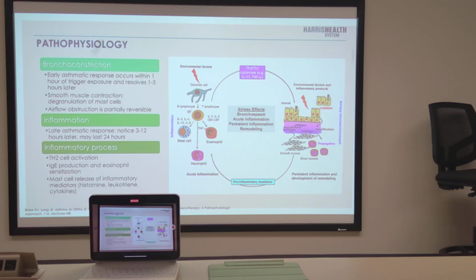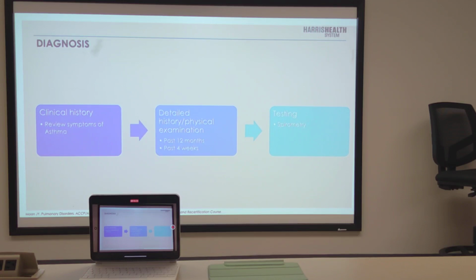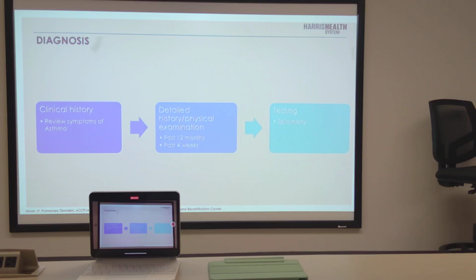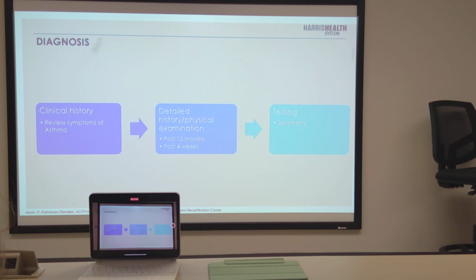All right, so looking at diagnosis of asthma, whenever we're diagnosing someone with asthma, we want to first look at their clinical presentation, right? So review the symptoms of asthma. We're making sure that the patient is presenting with wheezing, coughing, difficulty breathing. We also want to look at a detailed history and their physical presentation. We want to see if this is something recent, because sometimes this can just be allergies, right? Is this something they've had within the past 4 weeks, or something they've been experiencing over the past 12 months?